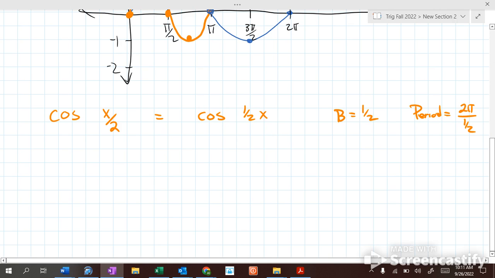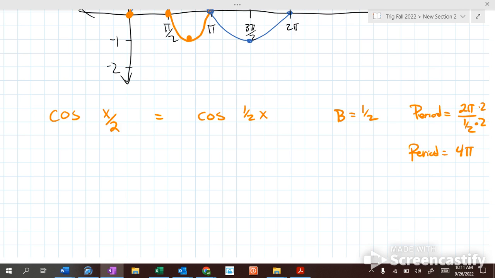What kind of a fraction is 2 pi over 1/2? Starts with a C. You learned this in Algebra 2. A fraction with a fraction in it is a complex fraction. So to get rid of it, we multiply by the denominator. So my period is going to be 4 pi. Is that a stretch or a shrink? It's a stretch.